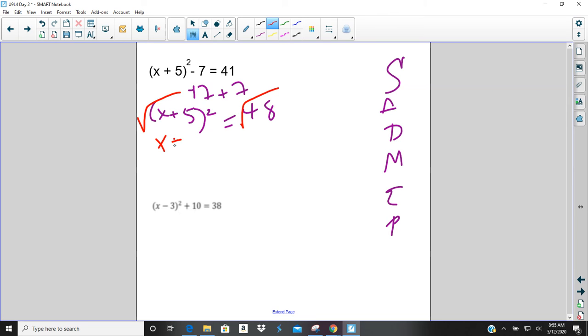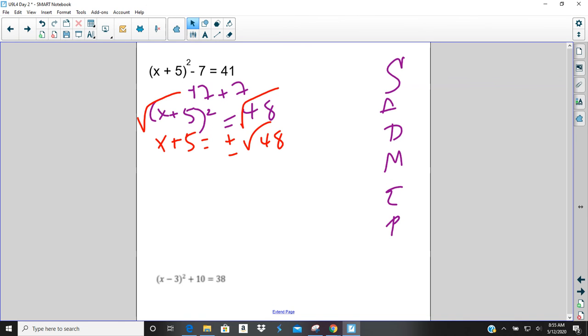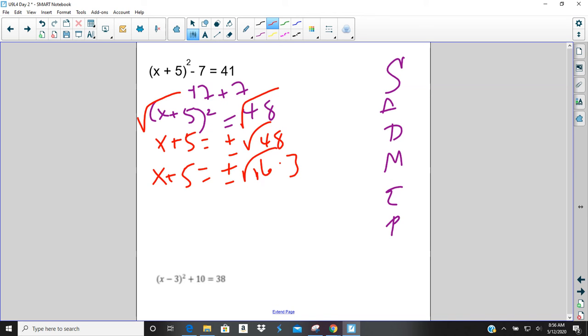I'm left with x plus 5 equals plus or minus the square root of 48. Is 48 a perfect square? No, it is not. So I have to think about what perfect square is in 48. Certainly I know 4 is, but the biggest perfect square that's in 48 is 16. So I'm going to do x plus 5 equals plus or minus square root of 16 times 3. 16 comes out. We're left with plus or minus 4 square root of 3 equals x plus 5.